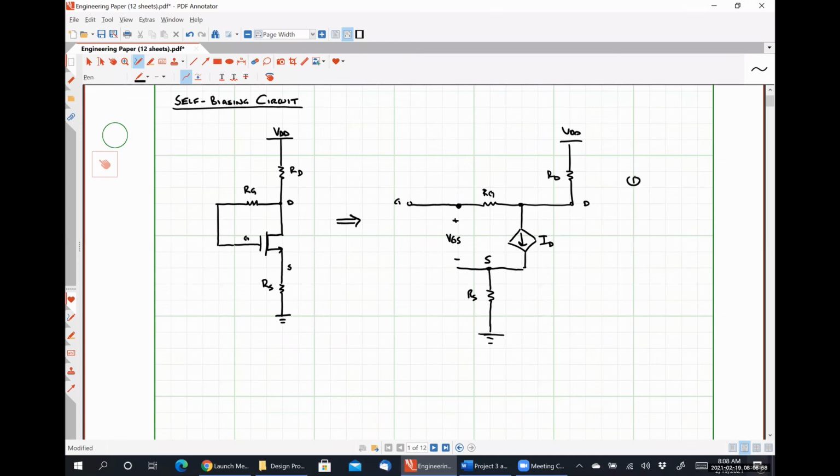All right, so a couple of things that we should be able to observe about this guy. So let's talk about number one. What is the relationship between the quantity VGS and the quantity VDS in this circuit? Anybody have any ideas?